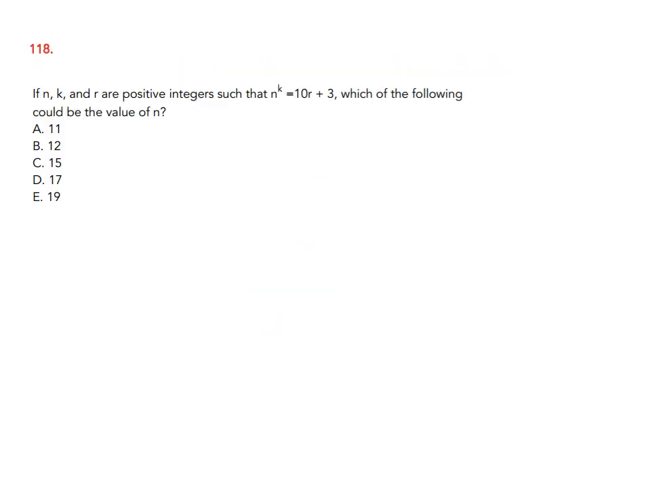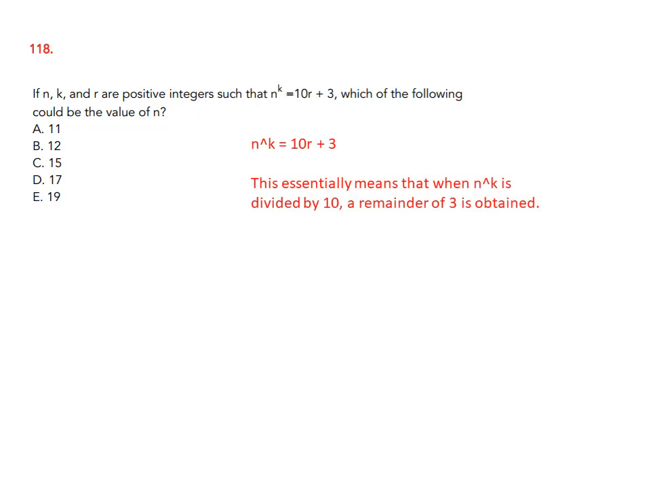When n, k and r are positive integers such that n to the power k equals 10r plus 3. So here 3 is a remainder. Which of the following could be the value of n? So this essentially means that when n to the power k is divided by 10, a remainder of 3 is obtained.